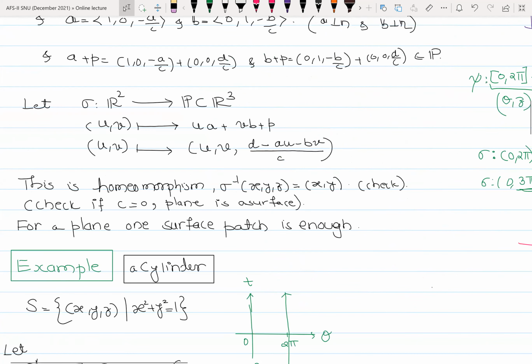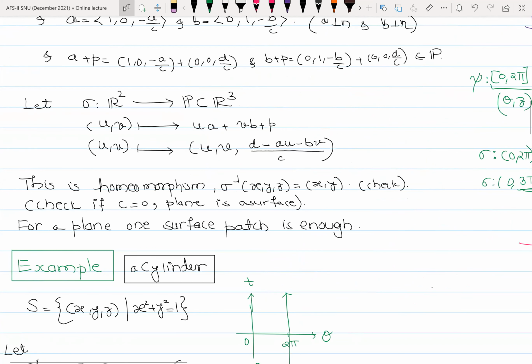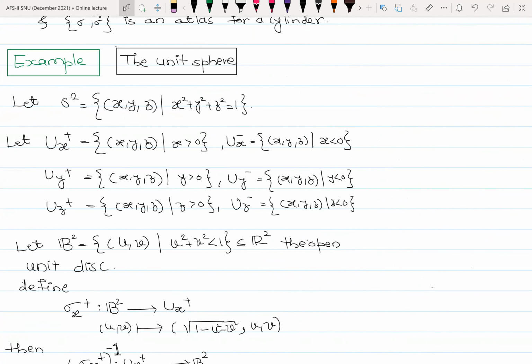So far, is it okay why the cylinder is a surface? Is that clear to all of you? Yes, ma'am. Why cylinder is a surface, yes ma'am. Is that clear to all of you?